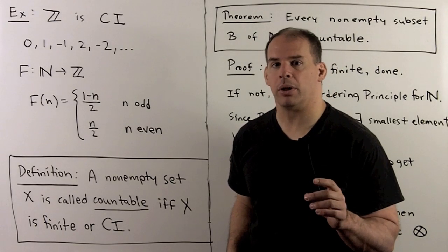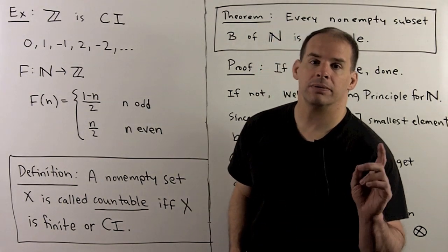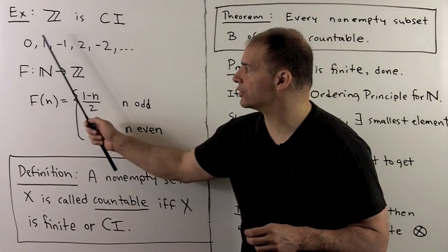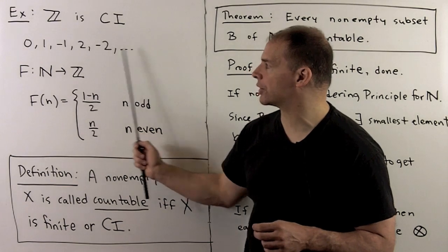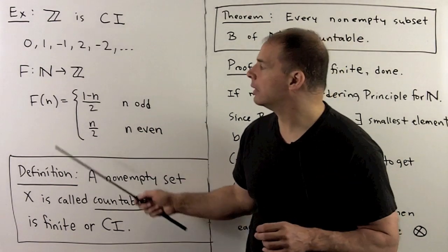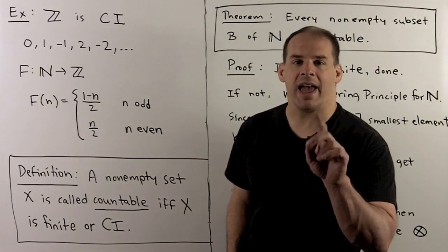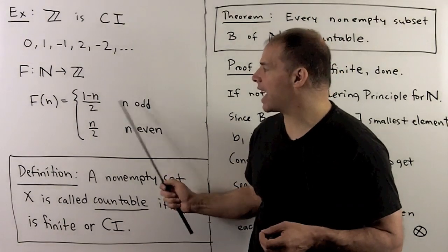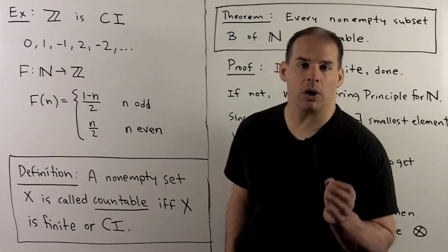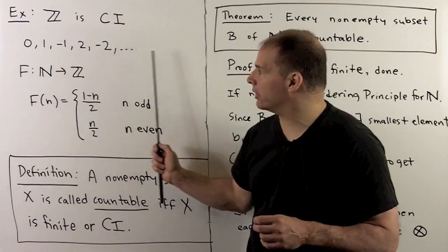For a concrete example, the integers form a countably infinite set. First, we could list the integers as a sequence indexed by the natural numbers. So 0, 1, minus 1, 2, minus 2, and so on. For an explicit 1-1 correspondence, we'll have f carrying the natural numbers to the integers, sending n to (1 minus n)/2 if n is odd, n/2 if n is even. I'll leave it to you to show it's a 1-1 correspondence. In fact, it's just going to generate the sequence we have here.